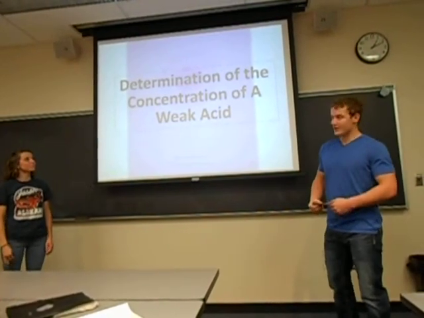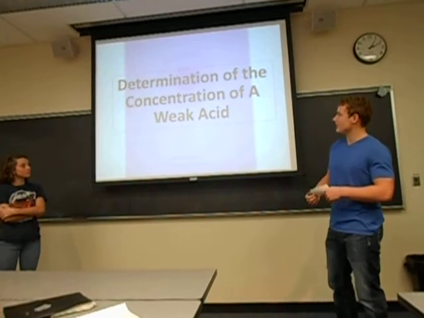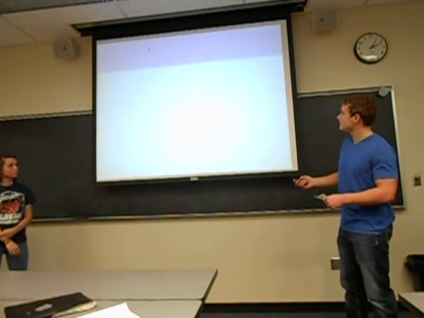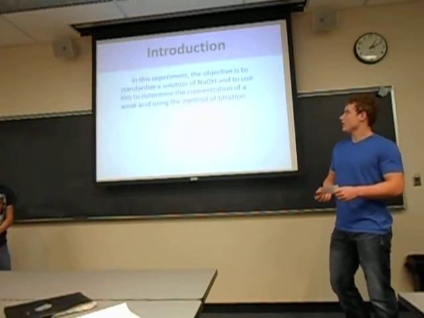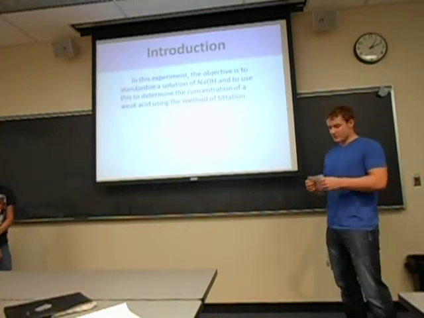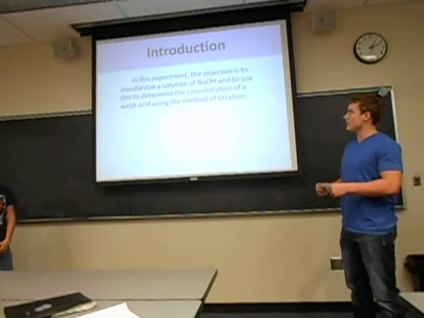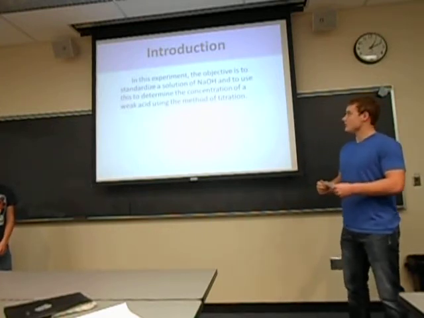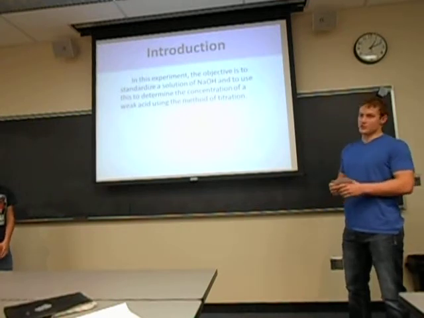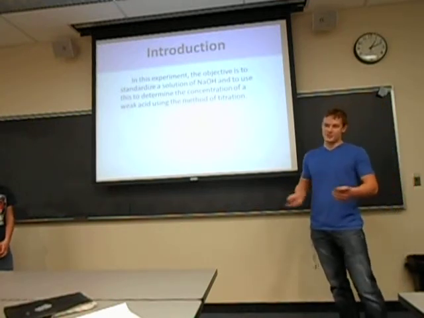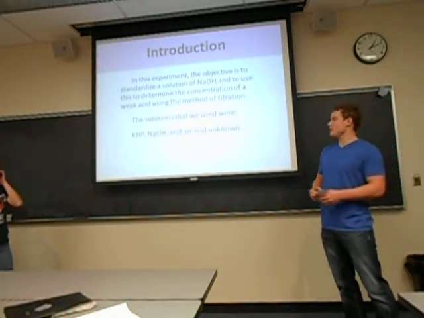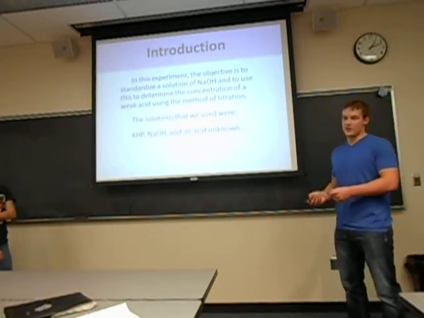And we did experiment 7, the determination of the concentration of a weak acid. In this experiment, the objective is to standardize a solution of NaOH and to use this to determine the concentration of a weak acid, an unknown weak acid, using the method of titration. The solutions we used were KHP, NaOH, and an unknown acid.